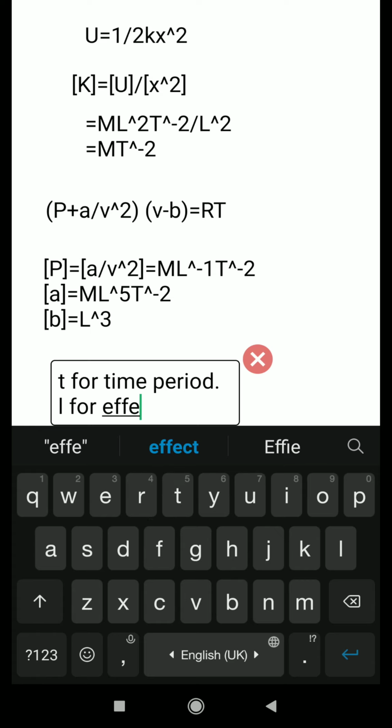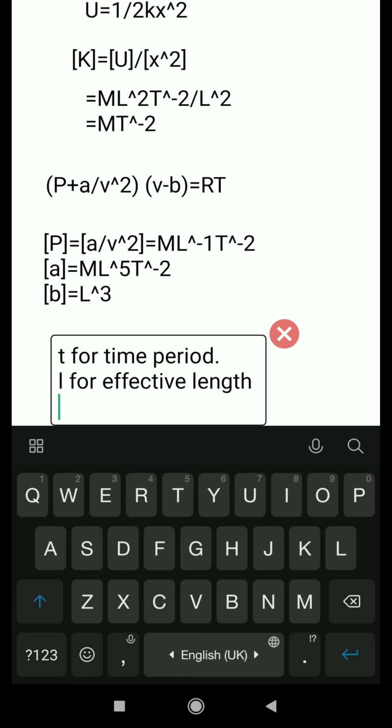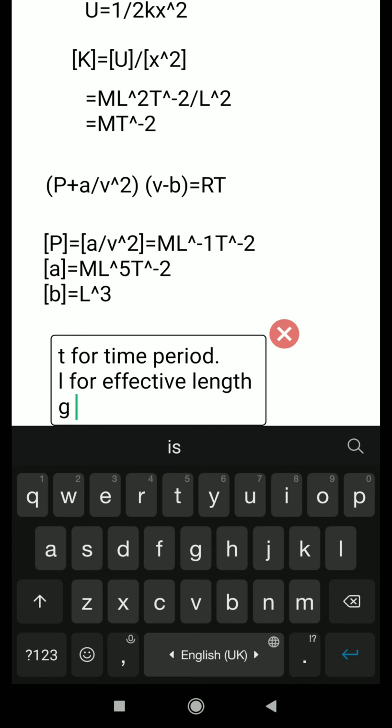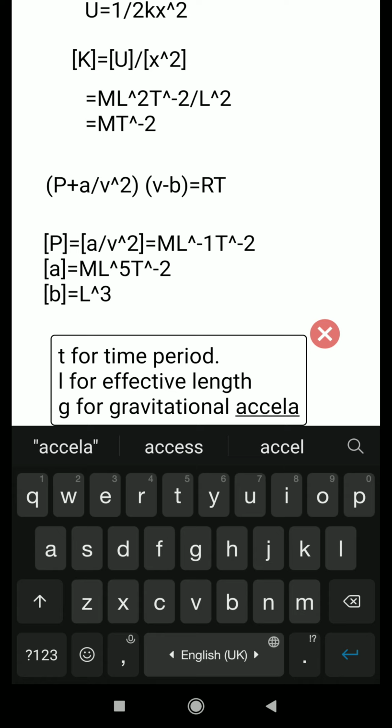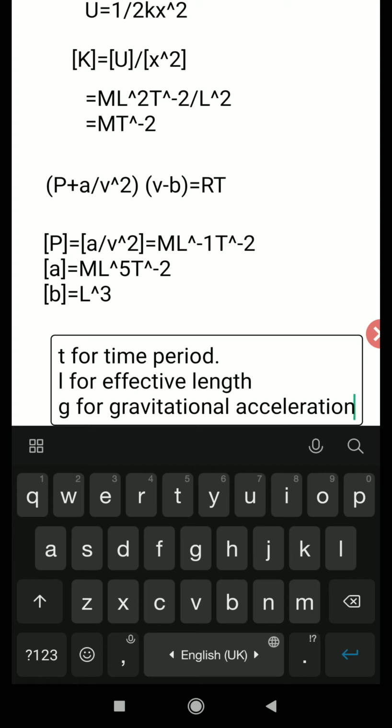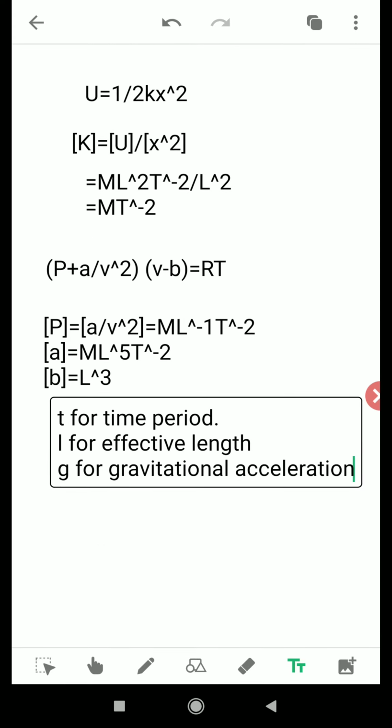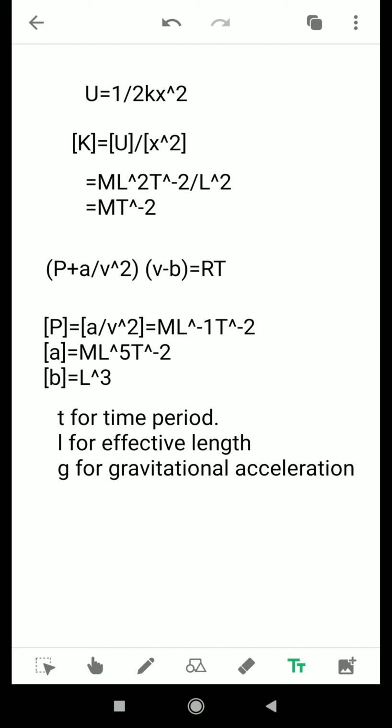Next, small l for effective length, maybe of a pendulum. And you all know small g is for gravitational acceleration, that is acceleration. The dimension of acceleration is LT to the power minus 2. Gravitational acceleration. Clear? Now find out the relation between T, L and g.